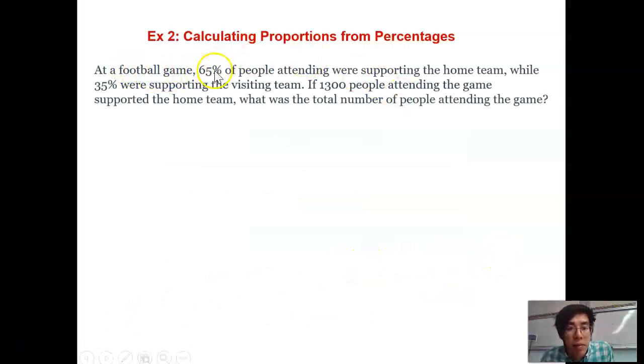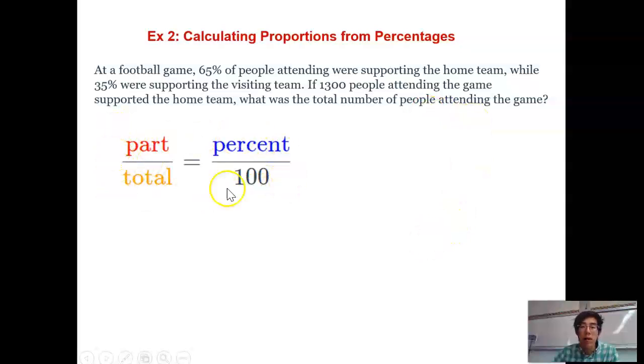At a football game, 65% of people were attending the supporting home team, while 35% were supporting the visiting team. If 1,300 people attending the game supported the home team, what was the total number of people attending the game? So let's look at this right here, right? Just keep in mind this equation when you are relating a ratio to a percent, right? And once again, I want to circle the description that talks about the part and then box the description that talks about the total. All right?